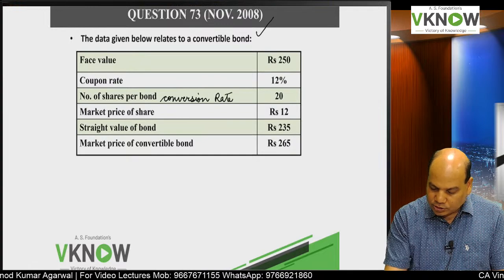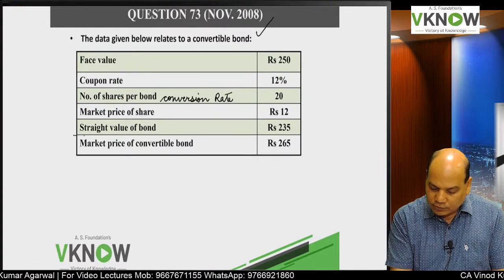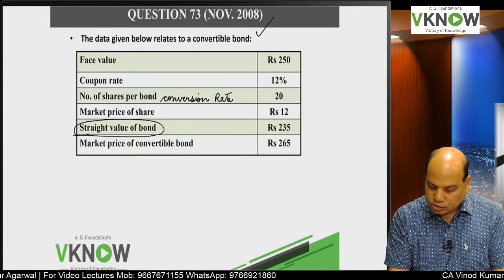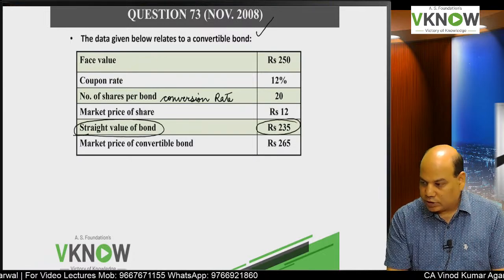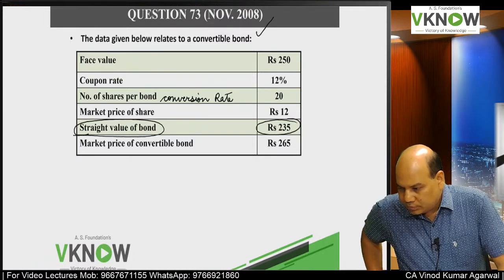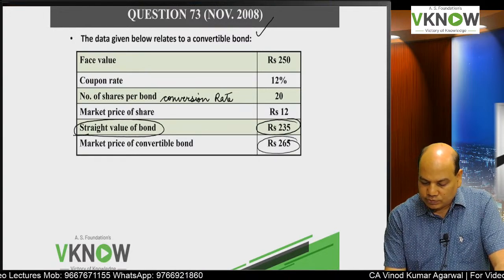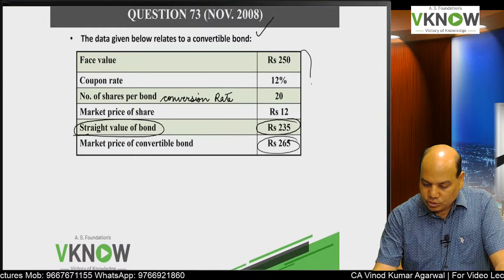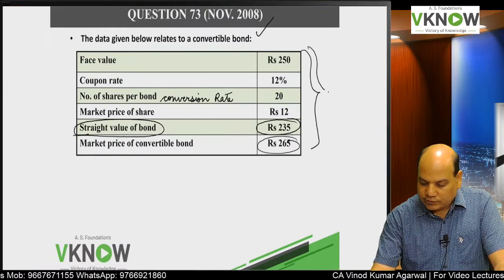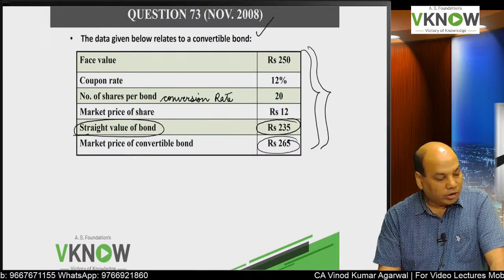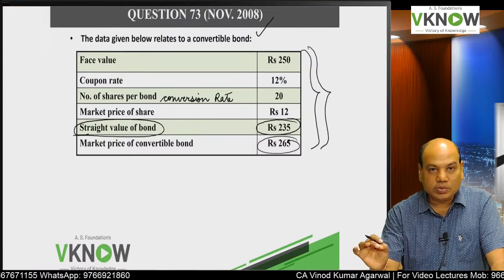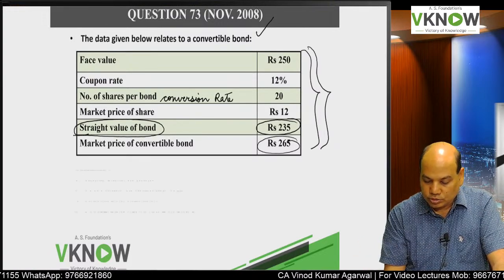Market price of the share is 12. Straight value of the bond is already given to you, otherwise you will have to compute it in some problems, and the market price of the convertible bond is 260. So actually we have used this question as an example in our notes. I had used the same numbers in our example in the notes.